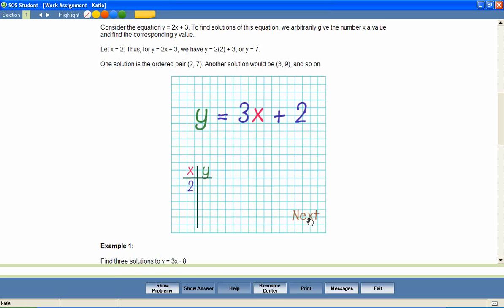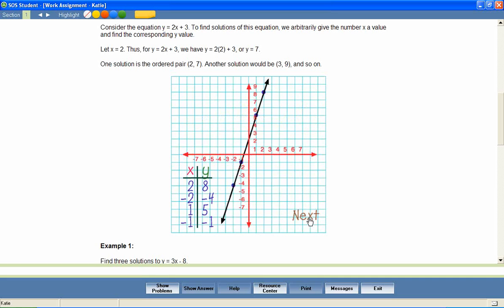Okay, I'll pick 2. So if x is 2, what is y? If x is 2, y equals 8. Good! Now do the same with 2 or 3 more points. Great! Now plot the points. And draw your line by connecting the points. So that's what y equals 3x plus 2 looks like.